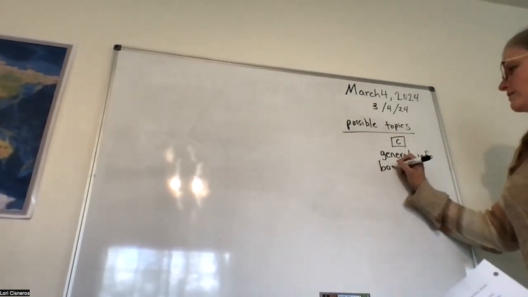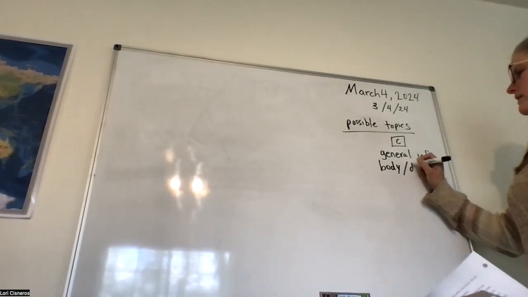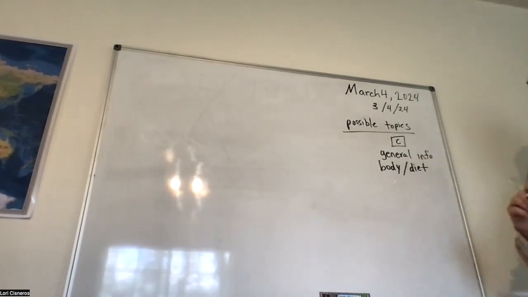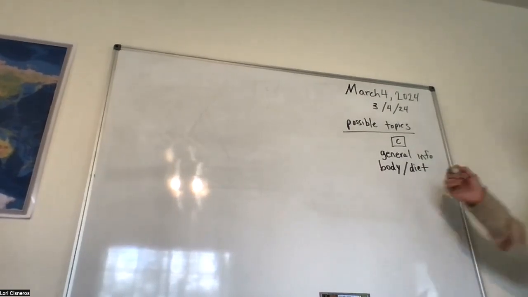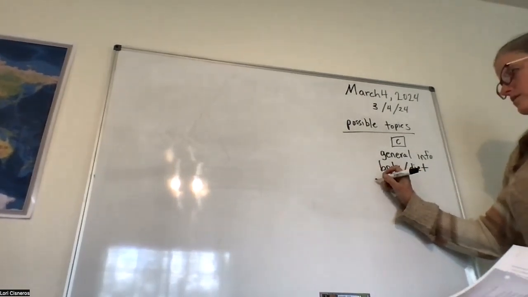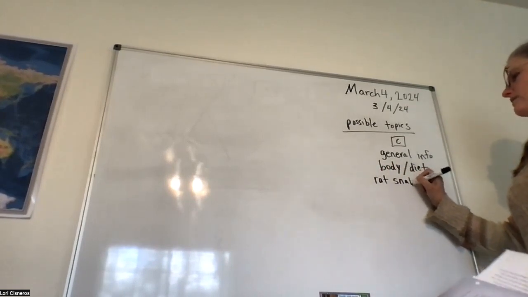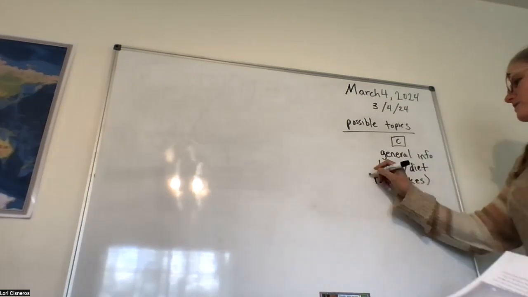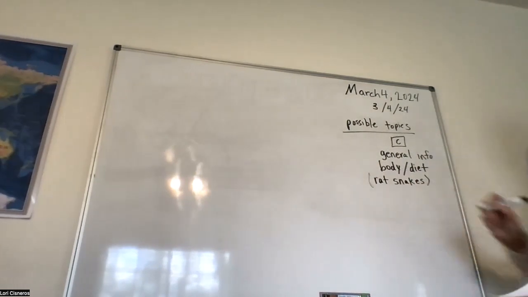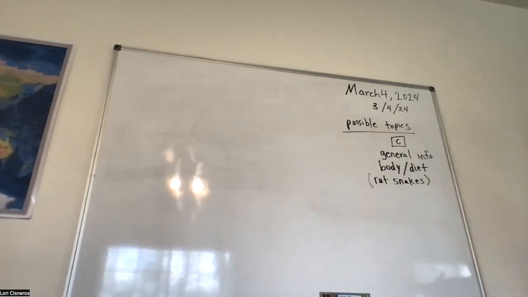Yeah, body slash diet, but then you have to do rat snakes. This one is on rat snakes. Just underline rat snakes, the animals, you know what I mean? Okay, we can write that in. What if we put it in parentheses? Because this will tell us what we're talking about here. Rat snakes.